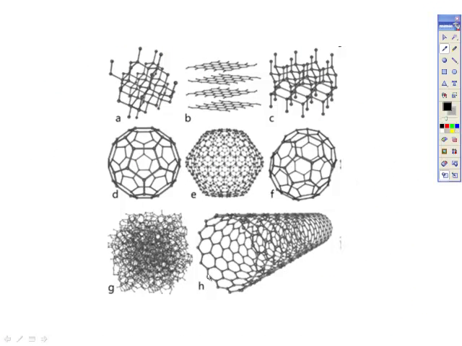I'm sure some of these you talked about, especially if you had Mr. Nikolai. This is diamond, so carbon connected to carbon. This is graphite. Carbon's connected to carbon in like these thin layer sheets.